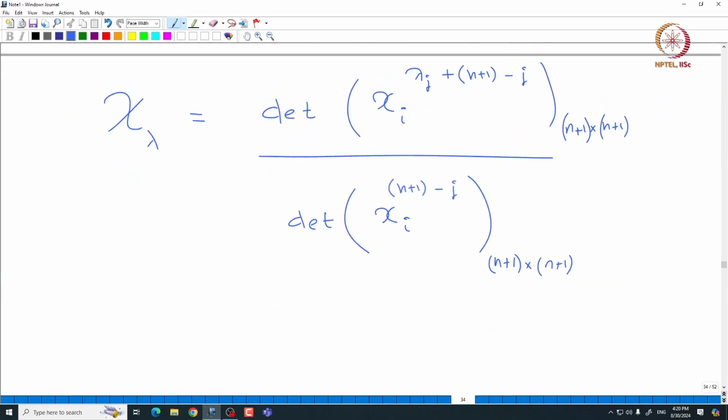This is actually one way to define the Schur polynomial or the Schur function. Given this tuple lambda 1 etcetera, lambda n plus 1, this chi lambda is given by this ratio of the two determinants. This is called the Schur polynomial.